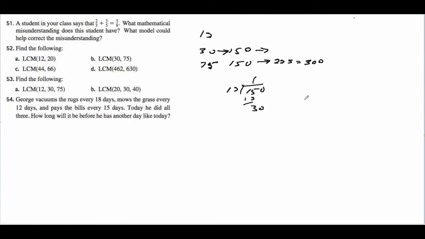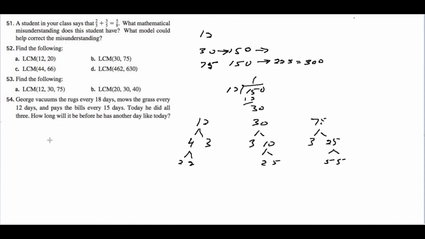But again, maybe this is a better time to do that Venn diagram approach and just look at the prime factors, because it wouldn't be too hard to get prime factors here, for the 12, the 30, and the 75. But now when you do the Venn diagram part, you're going to have 3 circles.